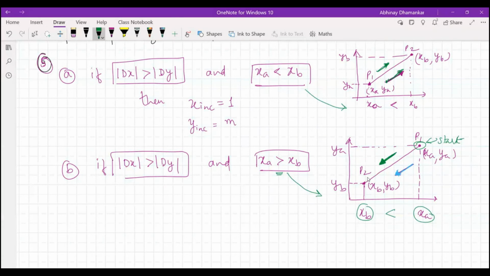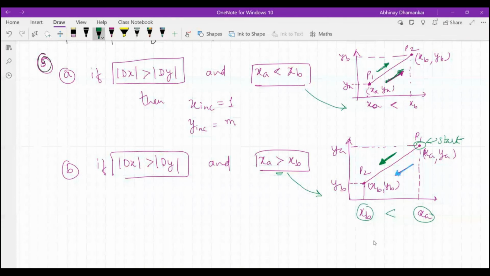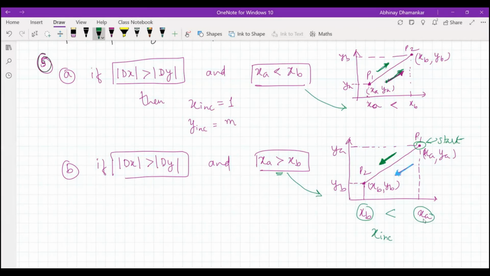Okay, and now depending on these, what will be the X increment, dear students? What will be the X increment? X increment will also be 1 by 1 only. But whether it is positive or negative, it should be the negative. Confused?